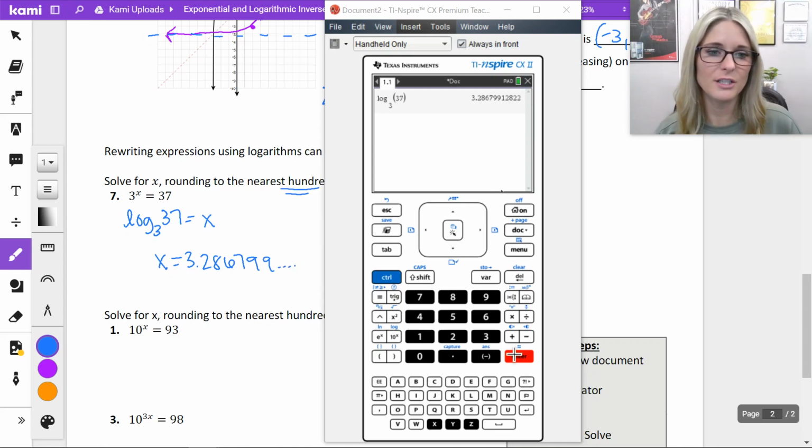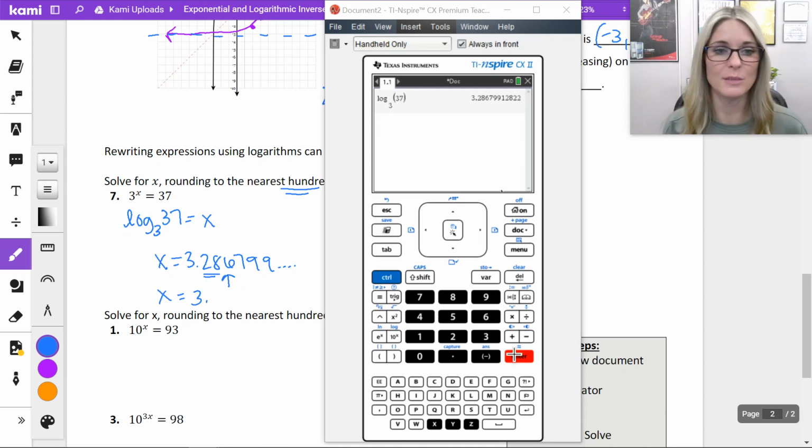Rounding to the nearest hundredth is 2 decimal places. The 6 tells us how to round. We are going to raise it up, 6 is more. So 3.29 would be our final answer for number 7.